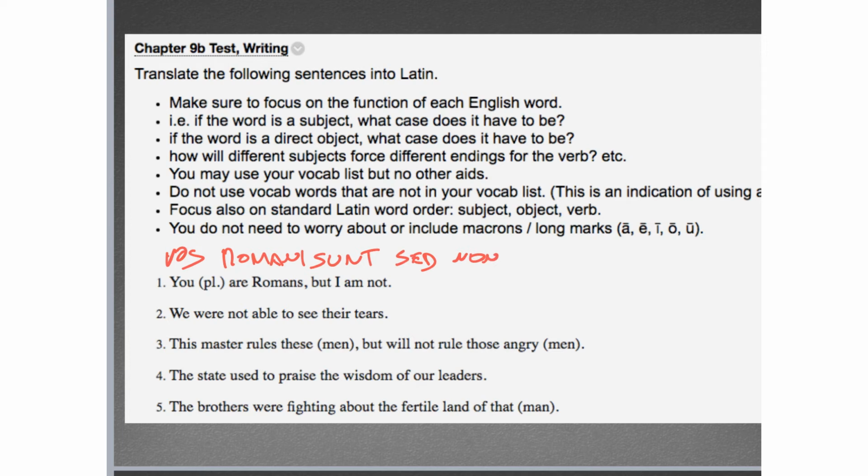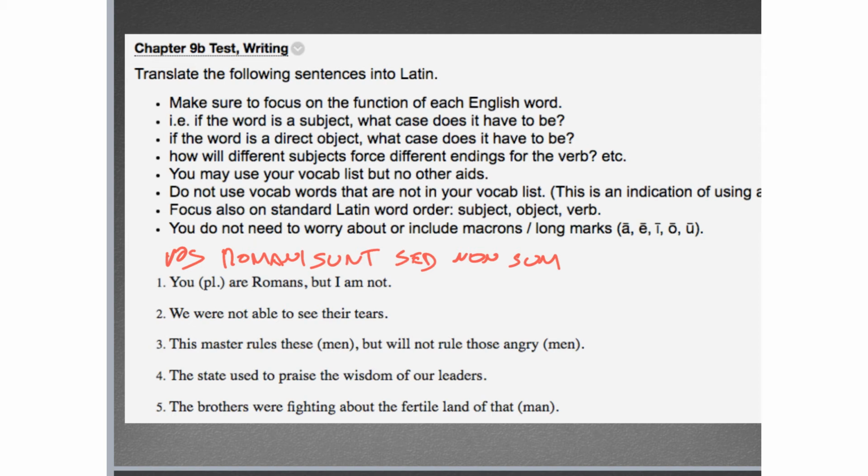Sed non sum. So you all are Romans, but I am not. Remember, the I is in that sum. So the sum is the first person singular, so that's where we get the I from.